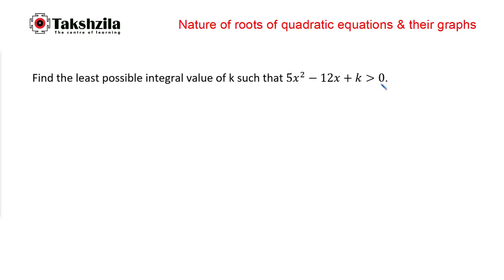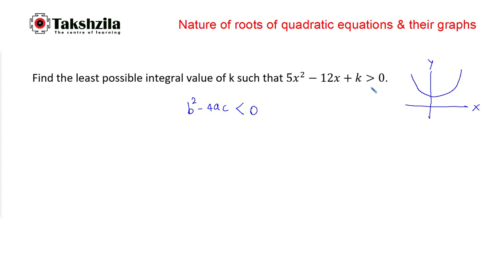For this graph, we want this quadratic equation to be greater than 0, which means the parabola of this quadratic equation should lie completely above the x-axis. And this is going to be possible when both roots of this quadratic equation are non-real. For that, the value of b² − 4ac should be negative.